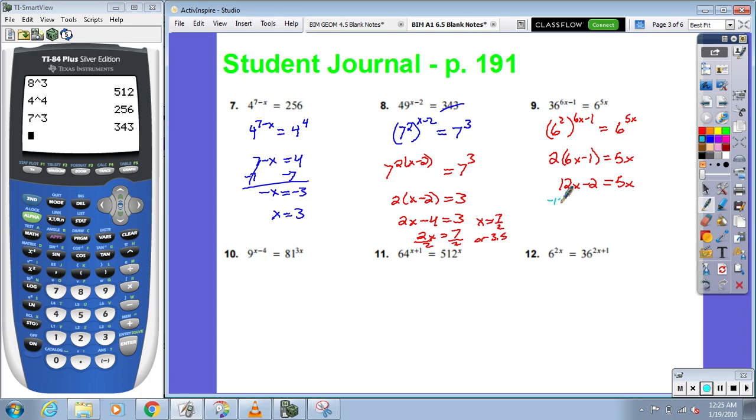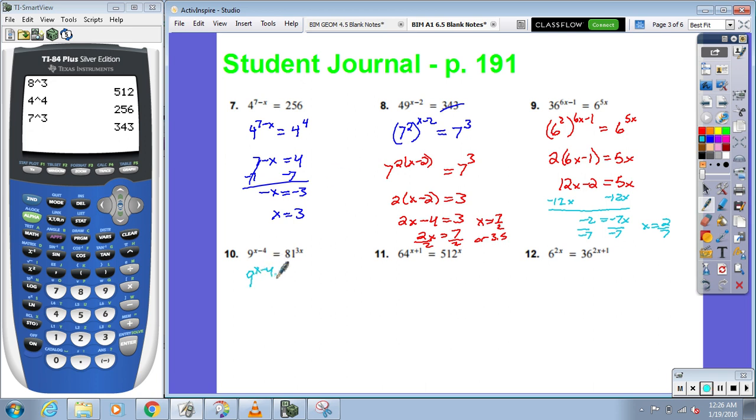So now from there, I'm going to subtract the 12x, and so I'm going to get negative 2 equals negative 7x. I divide by negative 7, and I get x equals 2/7. I want to leave it as a fraction because as a decimal, it's going to be repeating, and that is not an exact answer once I round it, and so I'm just going to leave it that way. So now, pause the video and see if you can figure out any of the next 3.